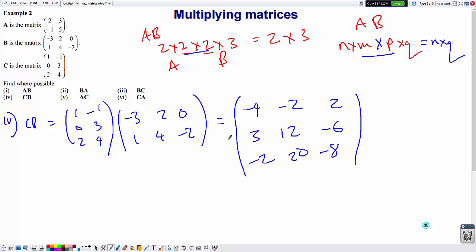So don't make mistakes as I did. If you're in doubt, just do it a little bit slower, and everything else is correct. Okay, so that was CB. Let's go into now finally AC and CA.